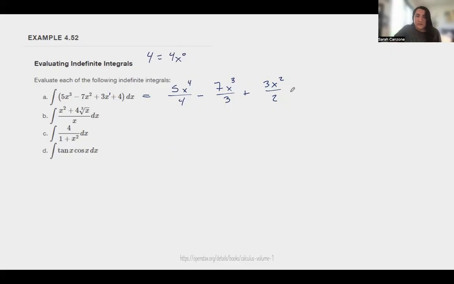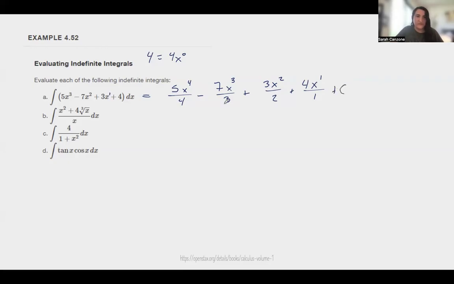So this is going to be plus 4x to the 1 over 1. Essentially, anytime you just have a constant and you're taking the integral of it, all you want to do is stick whatever variable you're integrating with respect to onto that constant. So this just becomes 4x essentially. And then you'll say plus c.